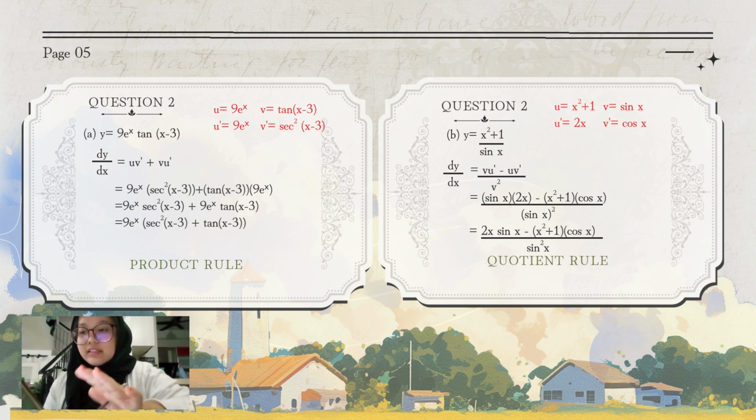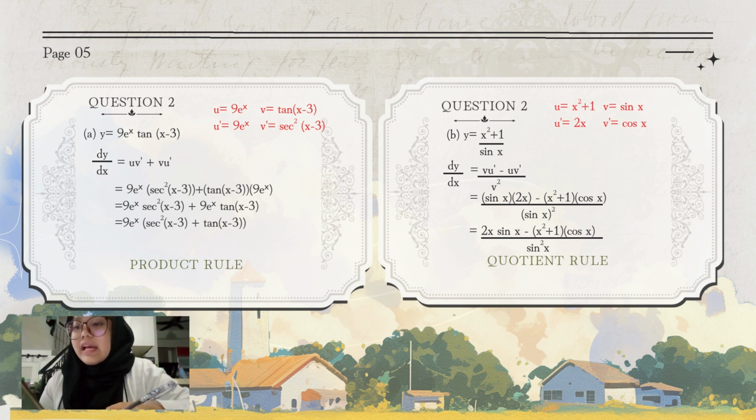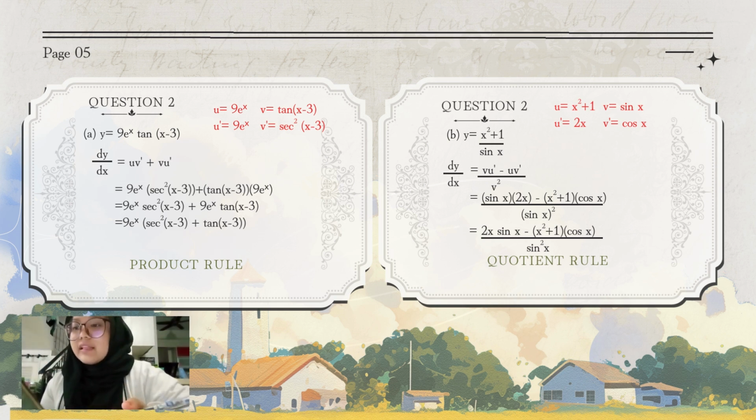And then we just rearrange the number and remove the unnecessary bracket, so we can move 9e power of x to the front. It will become 9e power of x secant squared x minus 3 plus 9e power of x tan x minus 3. And then we can factorize because we have the same number 9e power of x. We can factorize it and just move it to the front, so it will become 9e power of x secant squared x minus 3 plus tan x minus 3. So that's the final answer.